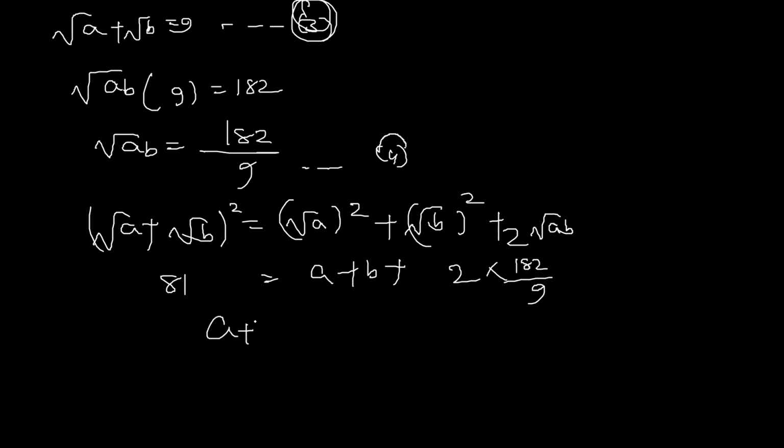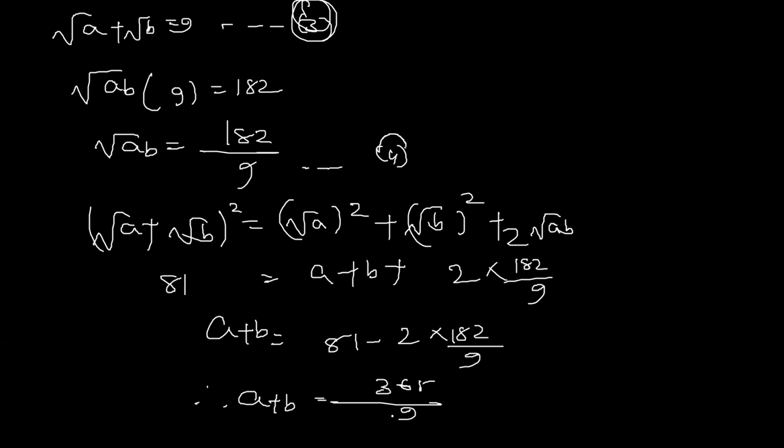So from this we will get a + b is nothing but 81 minus 2 times 182 by 9. Therefore a + b is equal to 365 by 9. Now we are all done. 9 by 5 times (a + b) is nothing but 365 by 9, that is 73. 73 is the perfect answer.